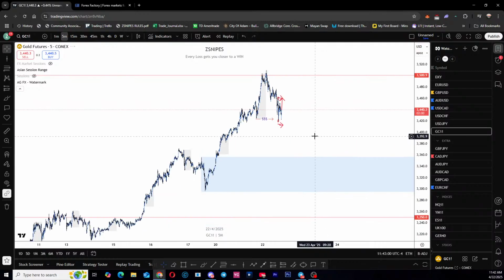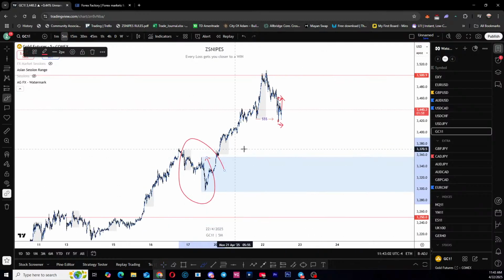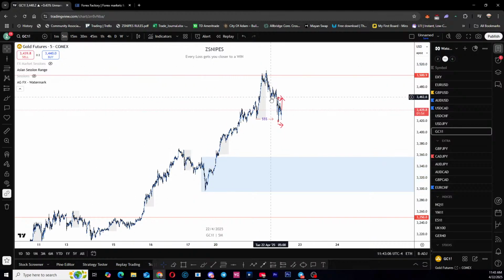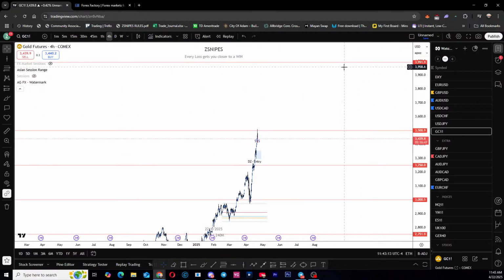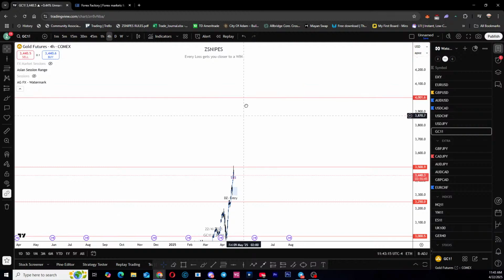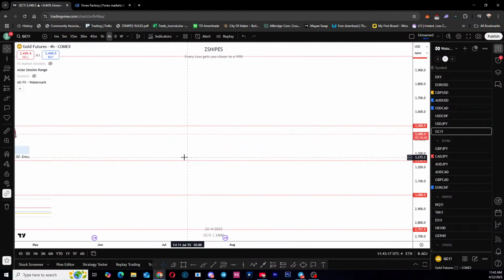If you want the best area to buy gold, right here would be your best area. If you want to wait, and gold does not come down there, wait for this high to get broken and take your buys going back higher above this high. I believe gold is going to go to 4,000 next. It's a long ways away, but it'll get there.